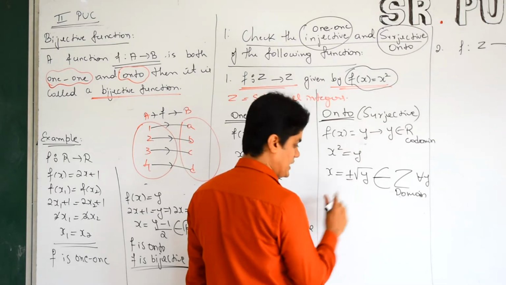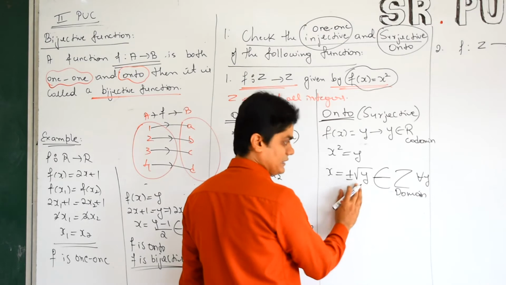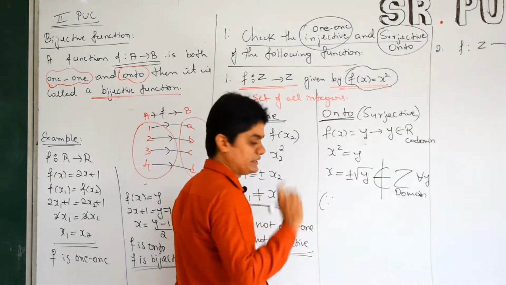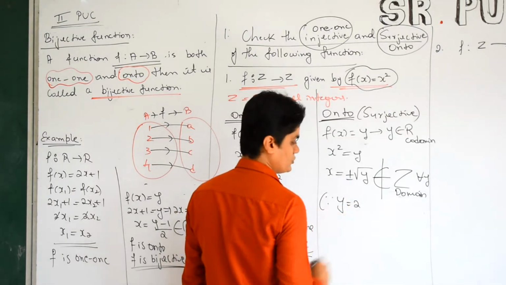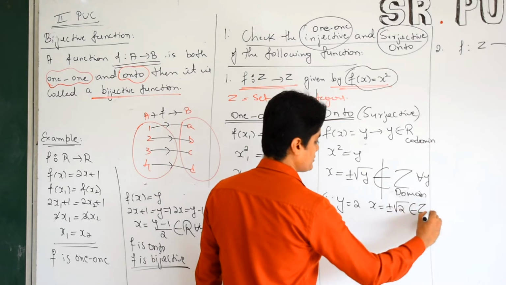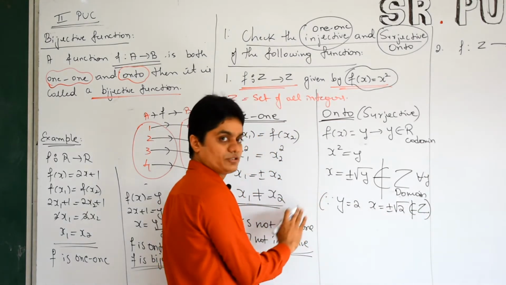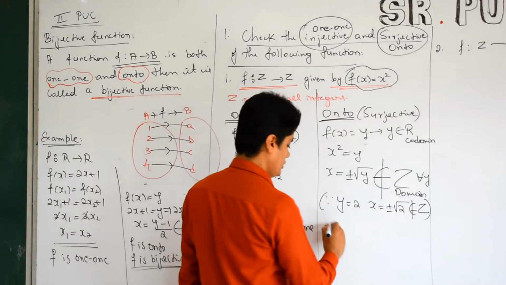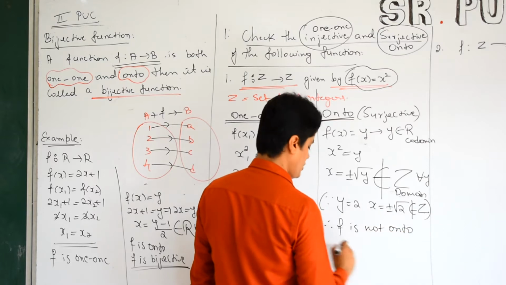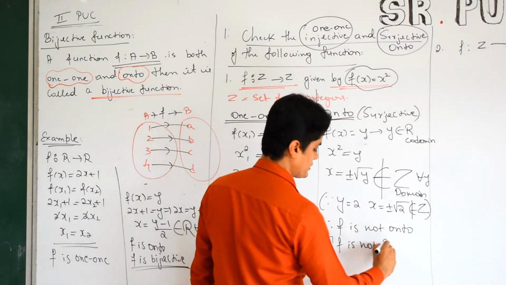No, because of the square root, easily you can identify that. Usually you can give an example where this number is not an integer. So if you want to say no, you should give an example. Take y is equal to 2. Then x is plus or minus square root of 2. Does it belong to Z? No. If there is even one element not connected to the domain, then it is not onto. Therefore, f is not onto, or f is not surjective.